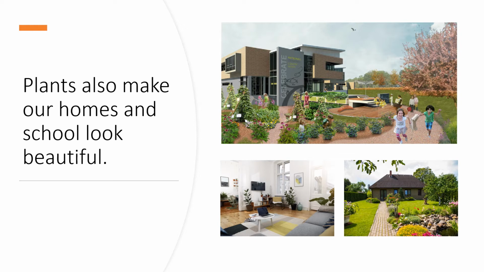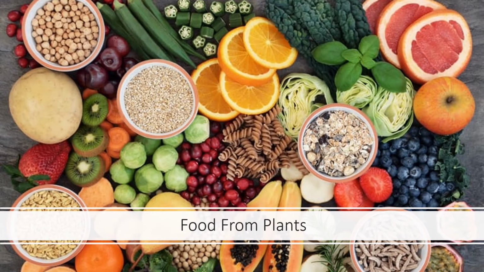So let's read once again. Plants also make our homes and school look beautiful. Some of the spellings here. ALSO also, HOMES homes, BEAUTIFUL beautiful. We have learned plants give us food and it beautifies our surroundings. Now let us look at the food we get from plants, children.